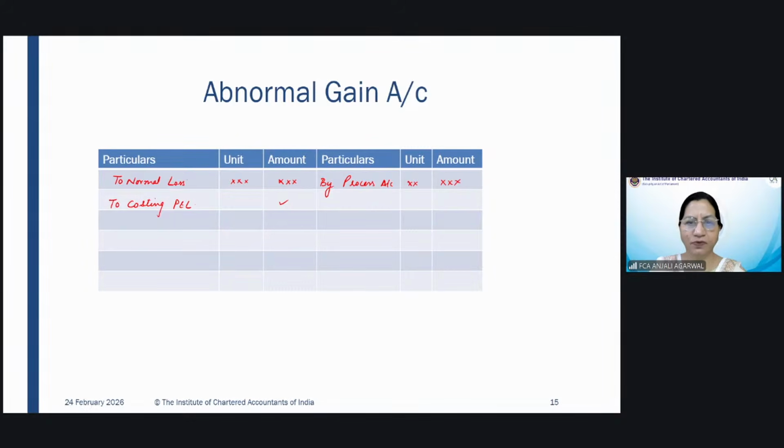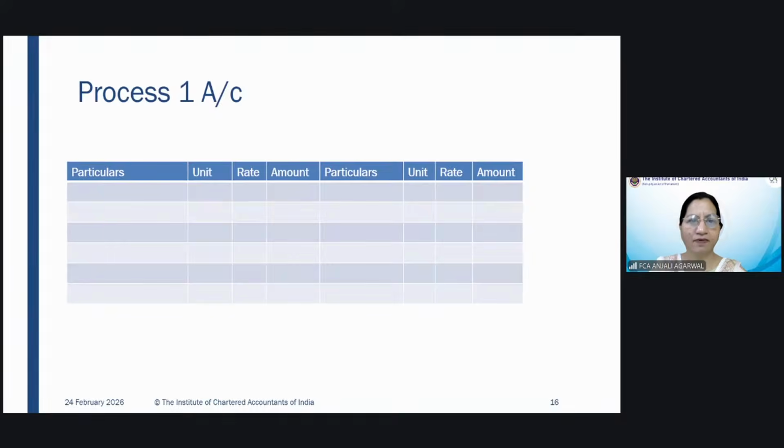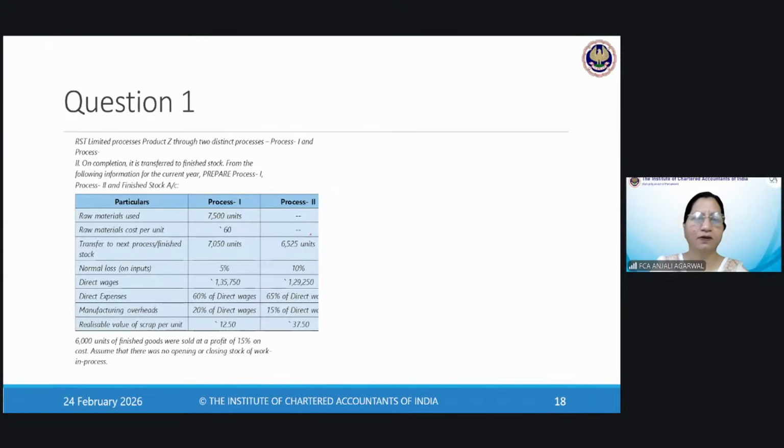Let's complete one new question based on the same, and then we will move to the next topic. This is an illustration from your study material only. RST Limited processes product Z through two distinct processes, process 1 and process 2. On completion, it is transferred to the finished stock account. From the following information for the current year, prepare process 1, process 2, and finished stock account. So this time we have to prepare the finished stock account as well.